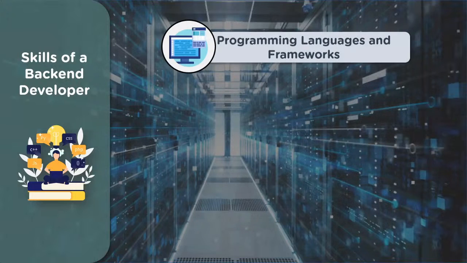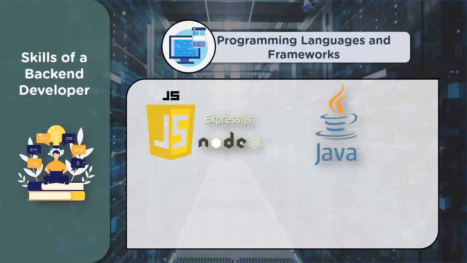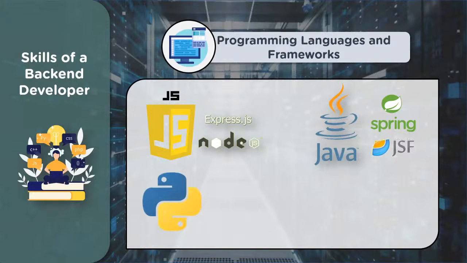Next up is programming languages and frameworks. One of the most critical skills of a backend developer is a depth of knowledge in backend programming languages. This includes proficiency in JavaScript and its environments like Node.js and Express.js. Next, there's Java. This language was particularly built from the ground up to be run on the server side. Popular frameworks include Spring and Java Server Faces.